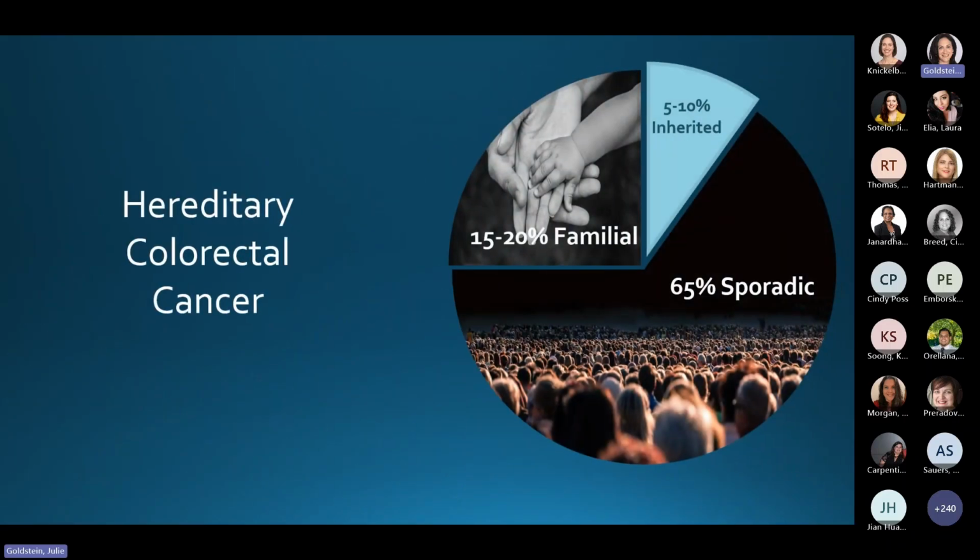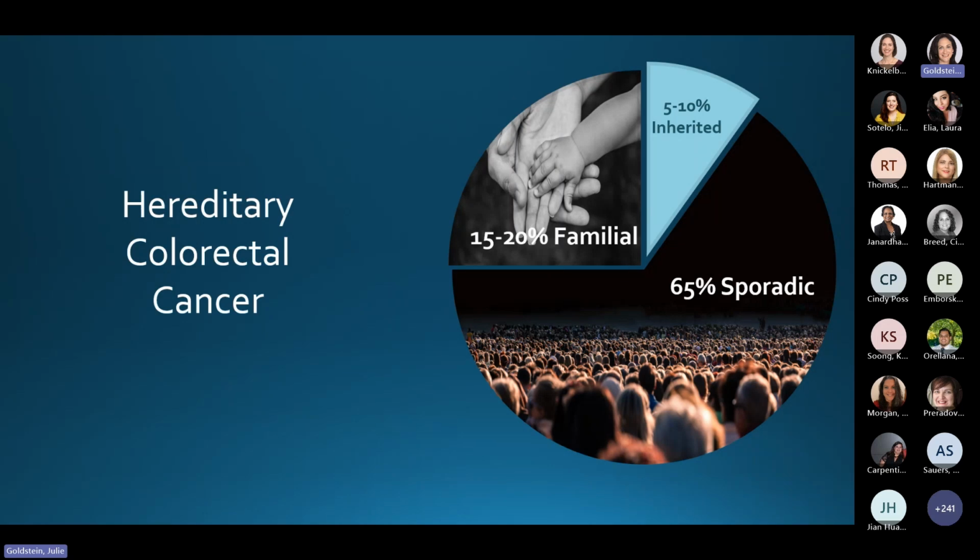Okay, now we're going to get into the nitty-gritty of hereditary colorectal cancer. We're completely changing gears now, where we're going to be talking about the family history aspect that can contribute to colorectal cancer risk. You can see from this pie chart, most colon cancer, about 65%, develops sporadically or by chance, or from a combination of those risk factors that we were talking about earlier.